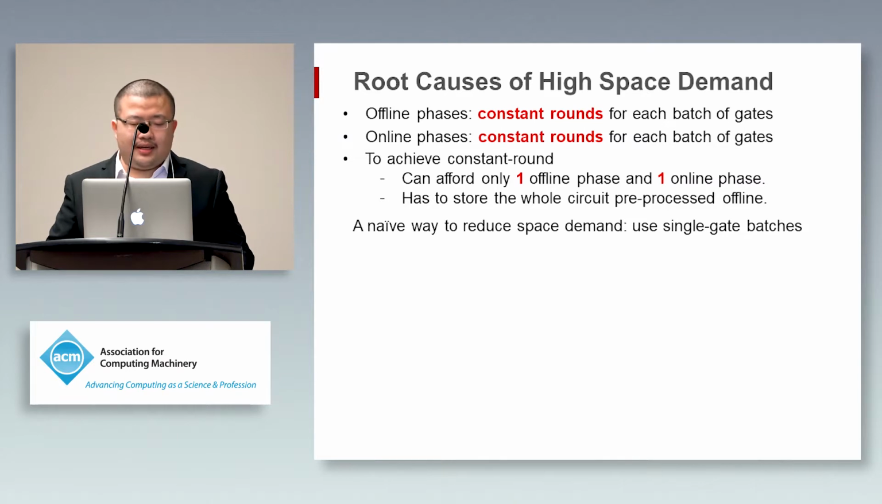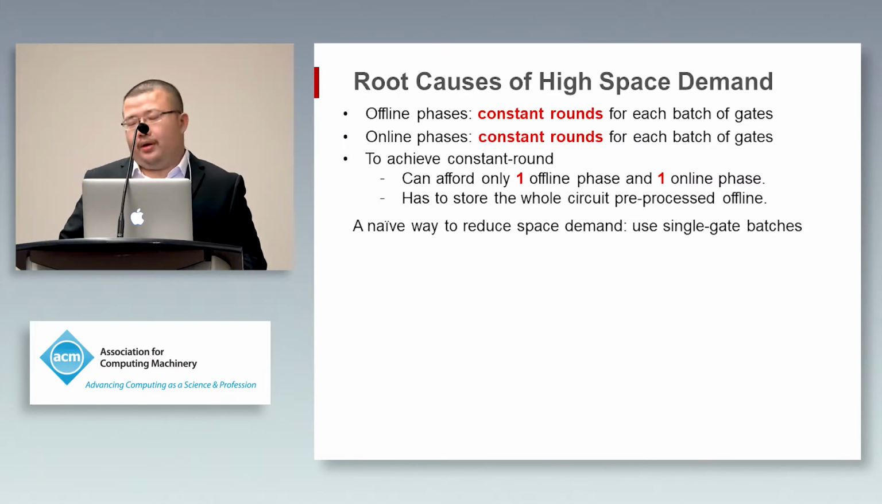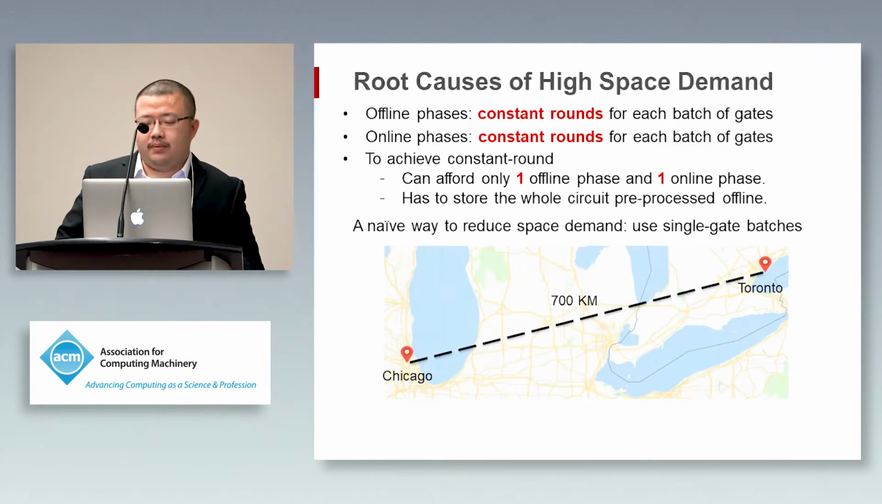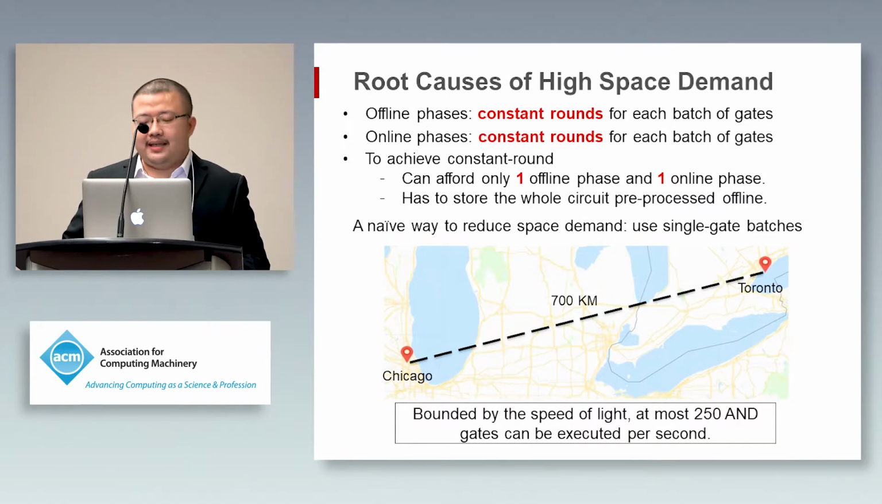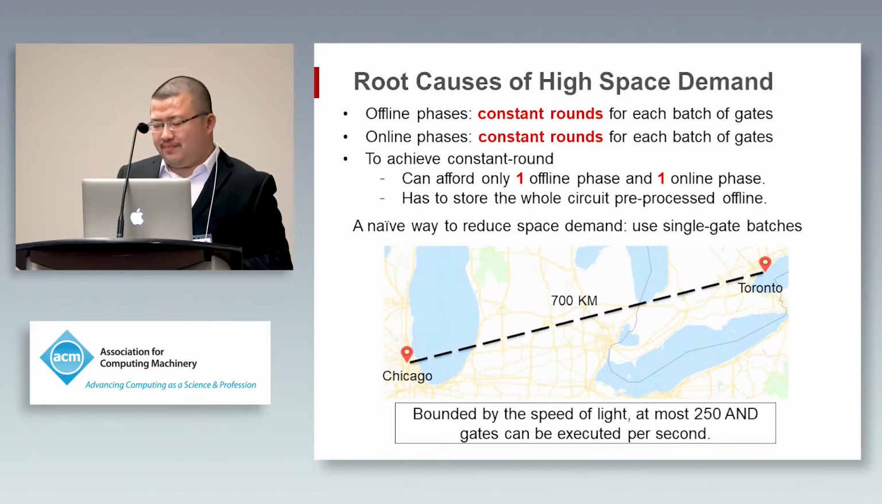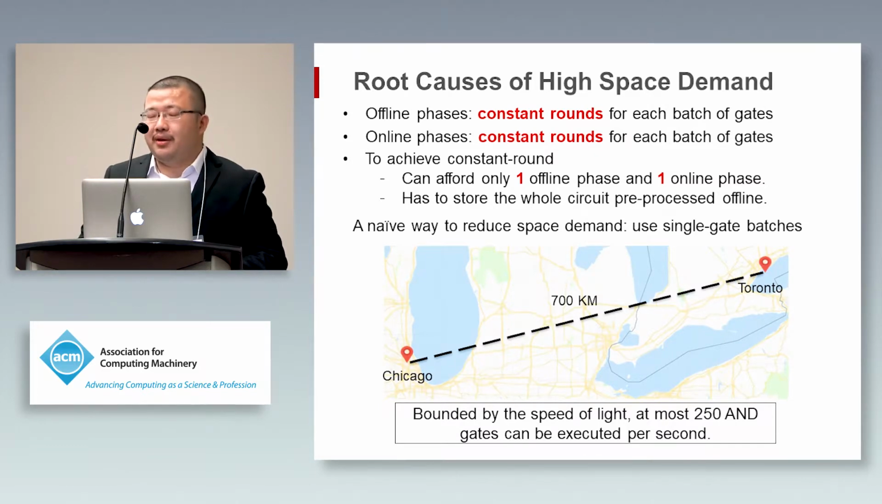A naive solution is to reduce the batch size from the whole circuit to one gate. Then we don't need to store the whole circuit at all. This doesn't really work. It induces at least one round trip per gate. Suppose we are executing secure computation between here and Chicago. The distance is about 700 kilometers. The speed of light can only travel less than 250 round trips per second. That means such a solution can't execute more than 250 gates per second. It sucks.